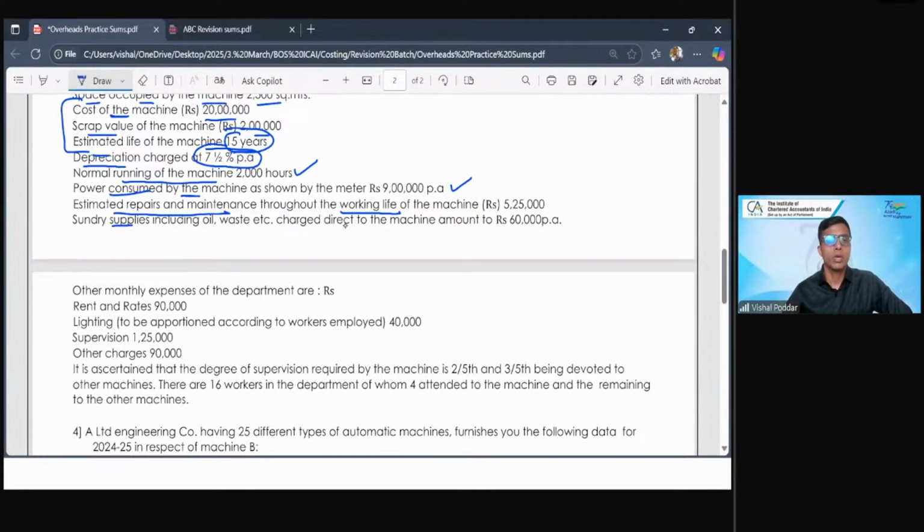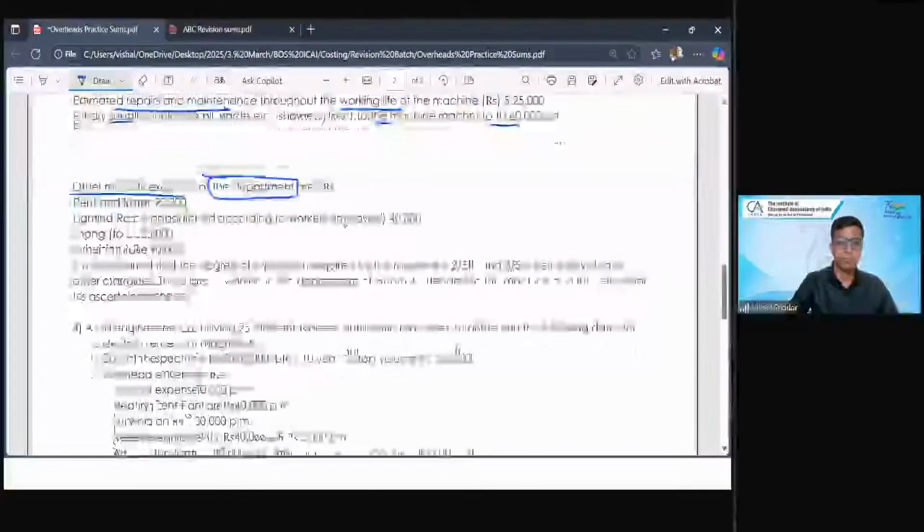Sundry supplies including oil waste charge to the machine is this. Again, this is of the machine, that is of one machine. Now, other monthly expenses, this is of the department. Now, when we say department, it means of all machines combined, but we want the cost only of one machine. So this is where you have to be careful. You have to convert this into cost of one machine.